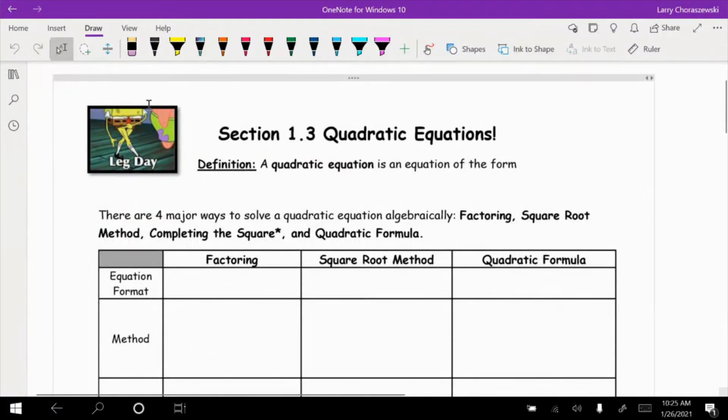Okay, so yep, it's now time for leg day. One of my all-time favorite SpongeBob memes for something like this.